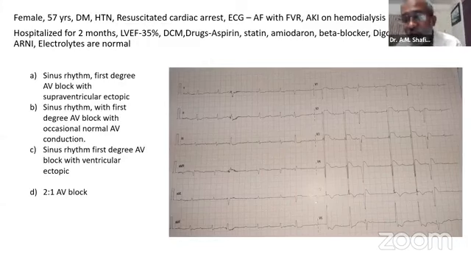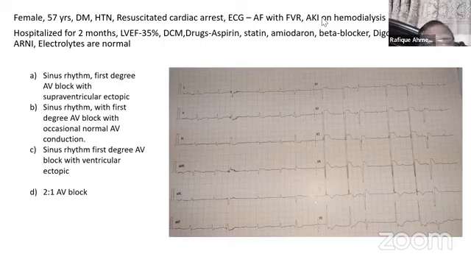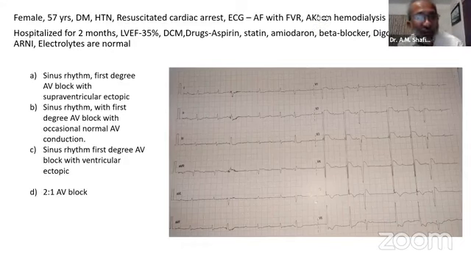Actually, sir, a lot of discussion is needed for this ECG. The poll options were: sinus rhythm, first degree AV block with supraventricular ectopics; sinus rhythm with first degree AV block with occasional normal AV conduction; sinus rhythm, first degree AV block with ventricular ectopics; or 2:1 AV block. Most chose sinus rhythm with first degree AV block with ventricular ectopics, and a few chose supraventricular ectopics. Nobody said B.